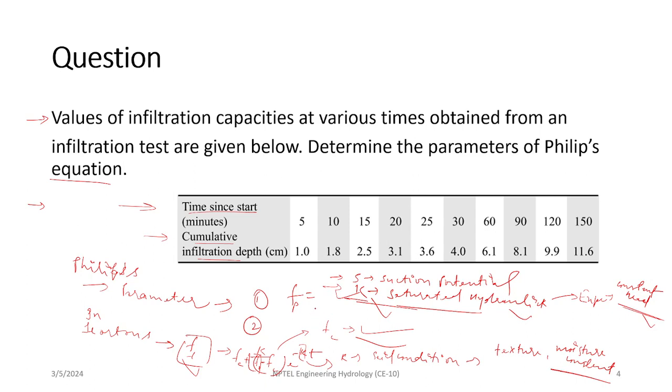Now how can we compute this? Tell me the equation, how this Phillips equation is written. So F = S t to the power 1/2, I think. So 0.5 S t to the power minus 1/2, t to the power minus 0.5. Then there will be a constant plus as well, plus K t, I think. Okay, good. So K here is the hydraulic conductivity.